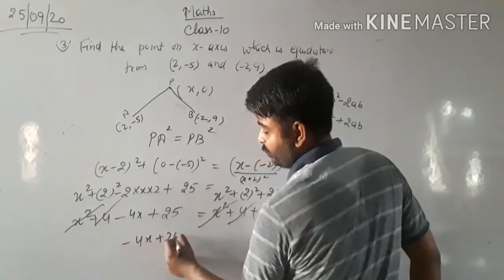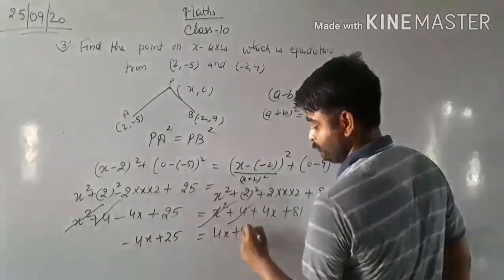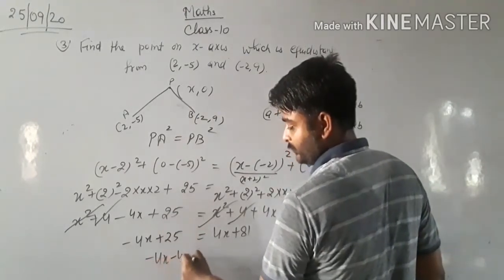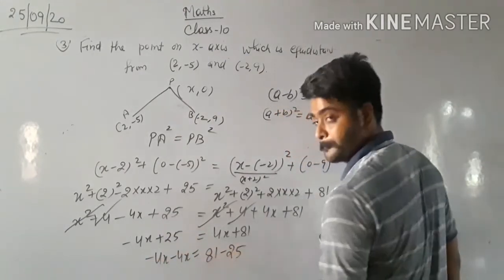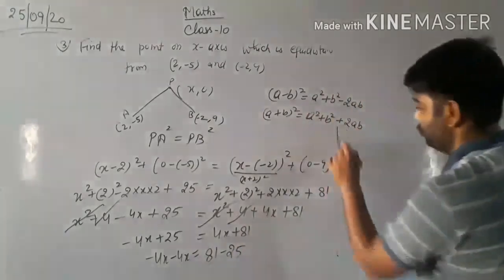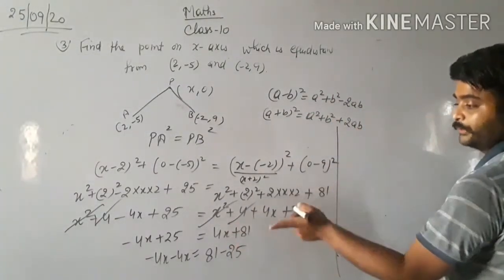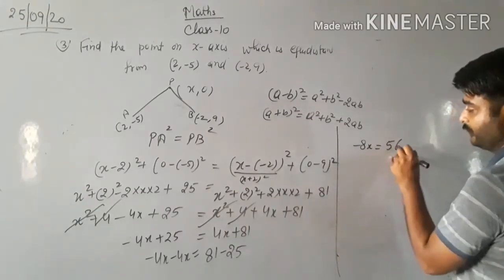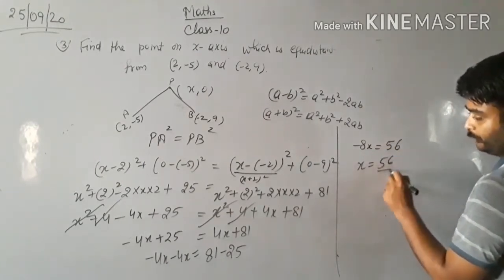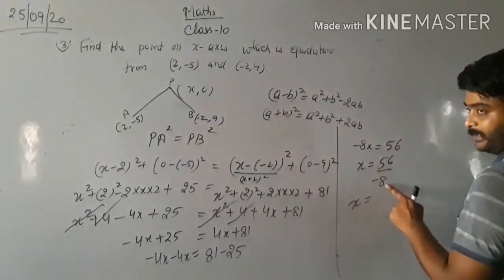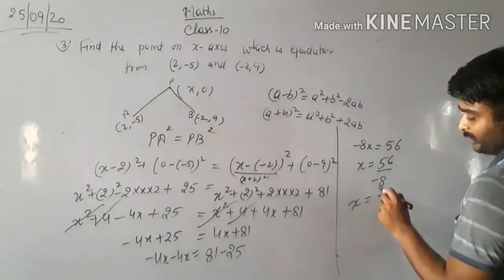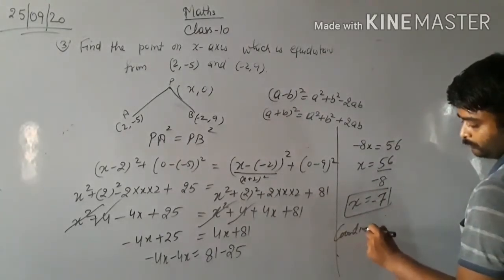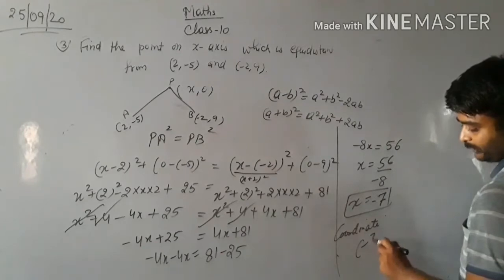Minus 4x plus 25 equals 4x plus 81. Now this 4x goes to the other side, so minus 4x minus 4x is minus 8x equals 81 minus 25, that is 56. So x equals 56 upon minus 8. What do we get? 8 sevens are 56. So the minus sign is there, and this is the coordinate. What is the coordinate? That is (-7, 0).